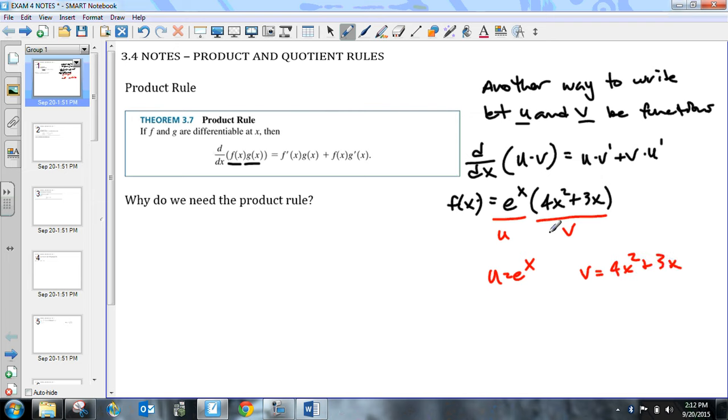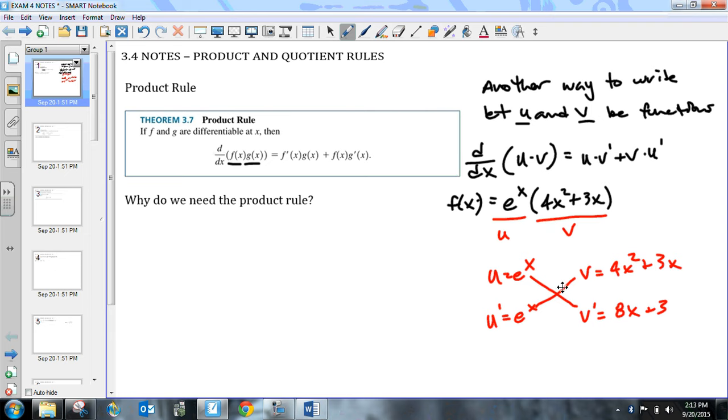And what I'm going to do is I have to find a u prime and I have to find a v prime. So I'm going to take the derivative of u, which is just going to be e to the x, easy enough. But then I'm going to take the derivative of v, okay? And that's going to give me 8x plus 3, okay, using the power rule. All right. Now, the way that I do this is I take u times v prime, all right, and then I take v times u prime.